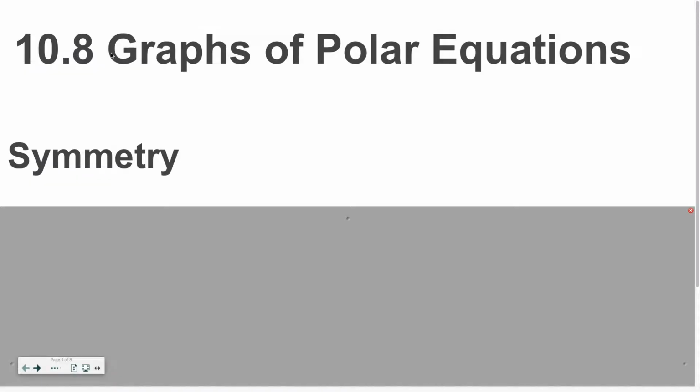In your calculator, I'm hoping that you notice some symmetry. Okay? There's two types of symmetry that can happen. We can have horizontal symmetry or we can have vertical symmetry. And it all depends on which type of equation we have.